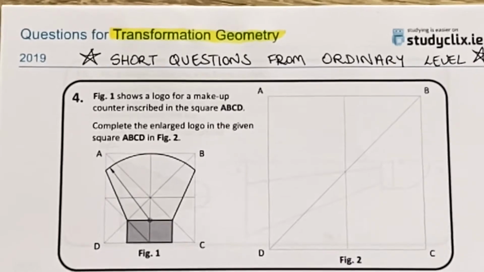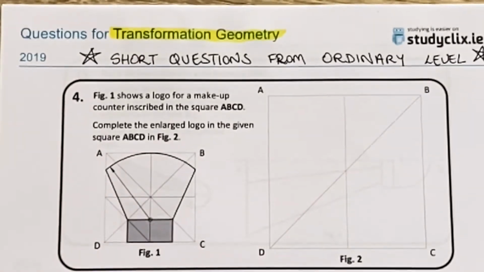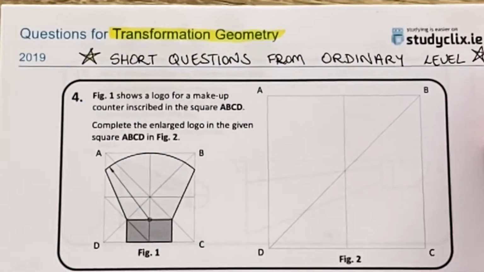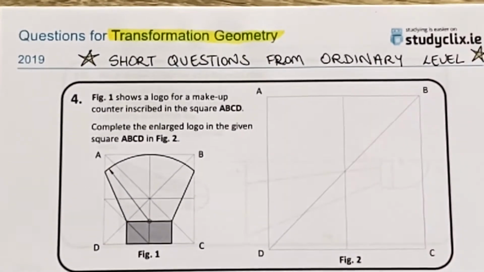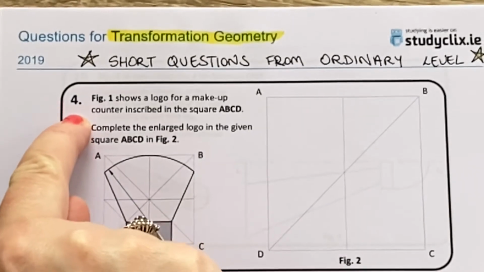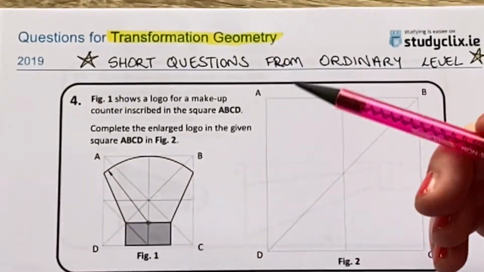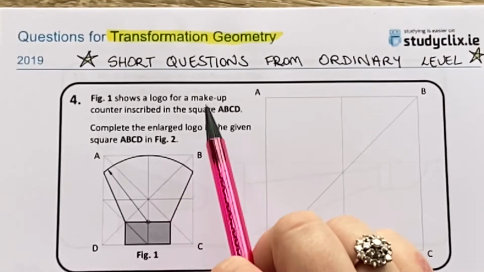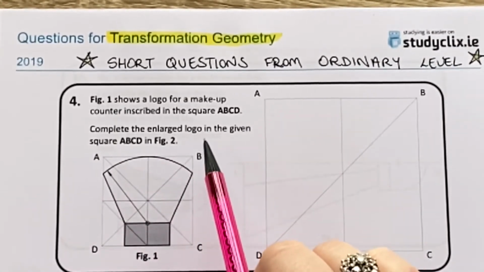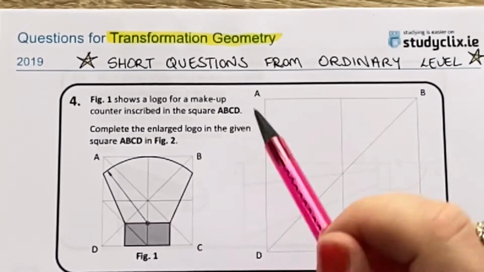All right, so short questions. So question 4. Now, there's a reason, of course, why the numbers aren't like question 1, question 2, question 3. It's because in 2019, question 4 was a transformation geometry question. Let's have a look at what they gave us. It says figure 1 shows a logo for a makeup counter inscribed in the square ABCD. So ABCD is a square.